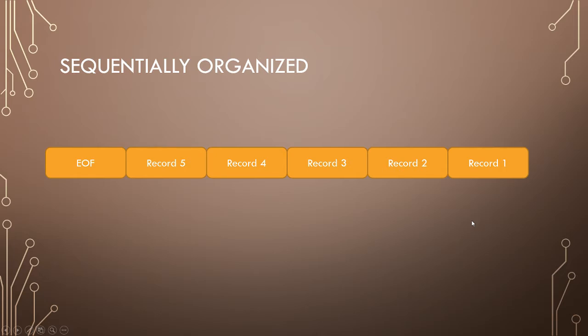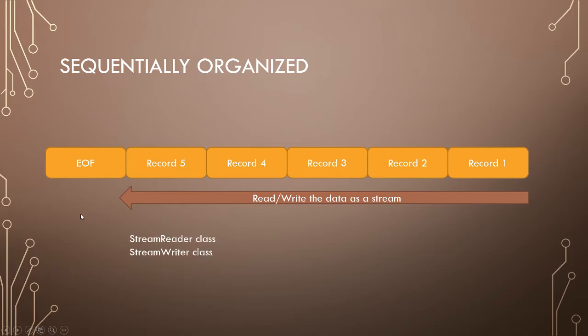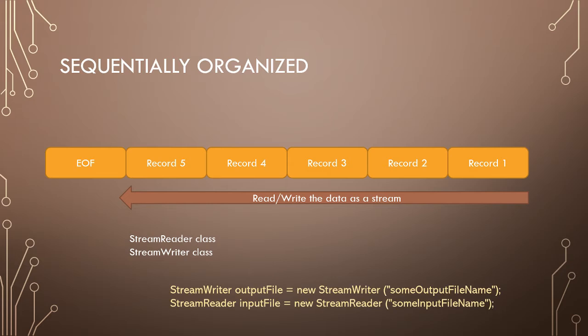Now, when we're looking at a sequential data file, we're going to open that file, and when we can begin processing it, we're going to be reading from the beginning, record 1, then record 2, all the way across all of the rows of the table until we get to the end of the file. We're going to use the StreamReader and StreamWriter classes to do that.